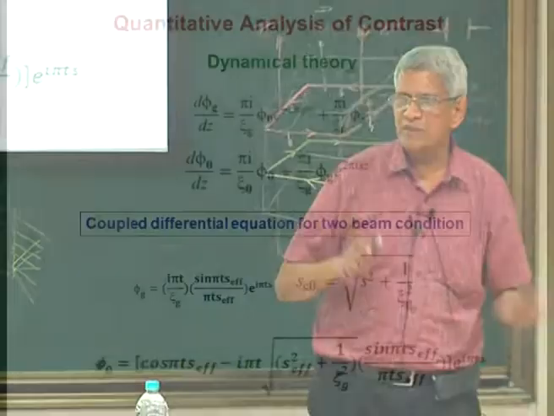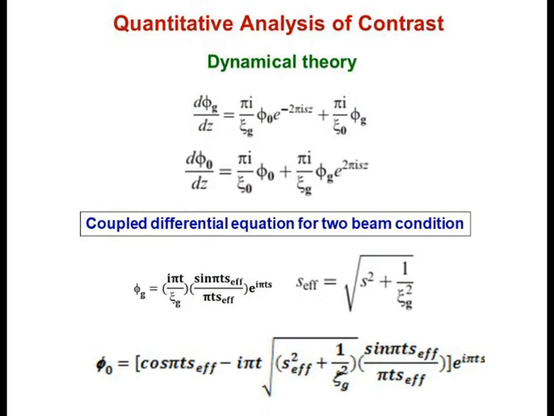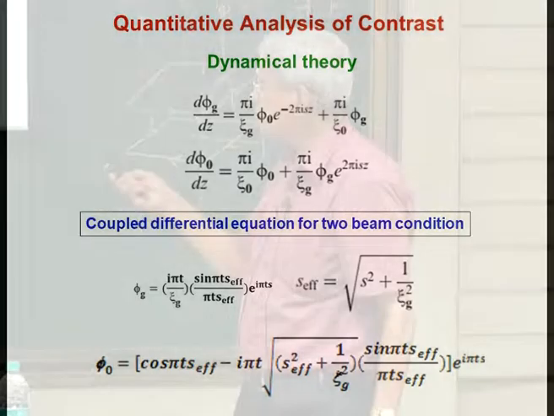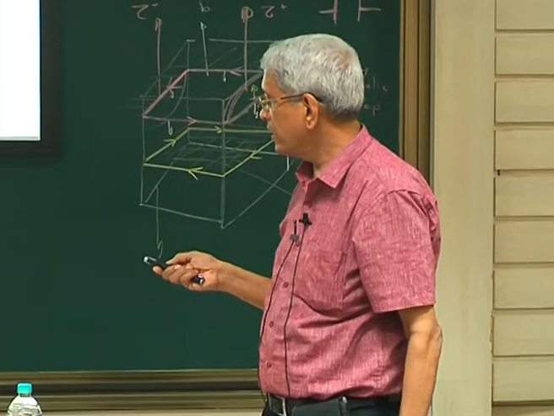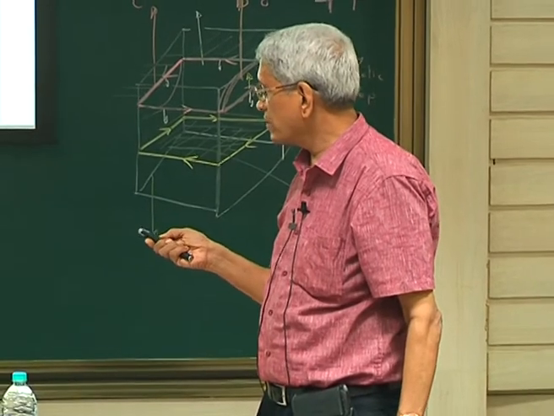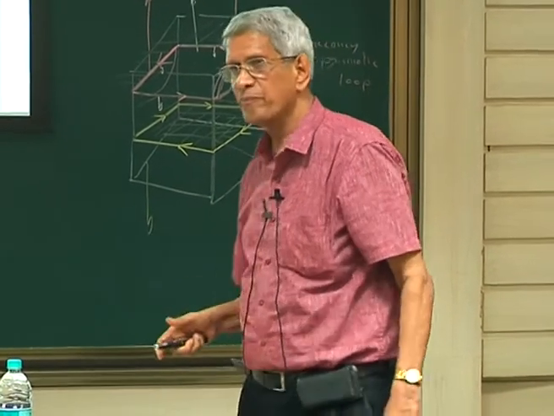So what is the essence of the dynamical theory? We write some equations where what we are trying to do is, as a function of depth as the beam passes through, how initially the transmitted intensity is maximum and the diffracted intensity is 0 at the top of the foil. As it passes through, there is a variation as a function of depth for both of them. That is what is given by these coupled differential equations, and the solution to this gives an expression of this form.